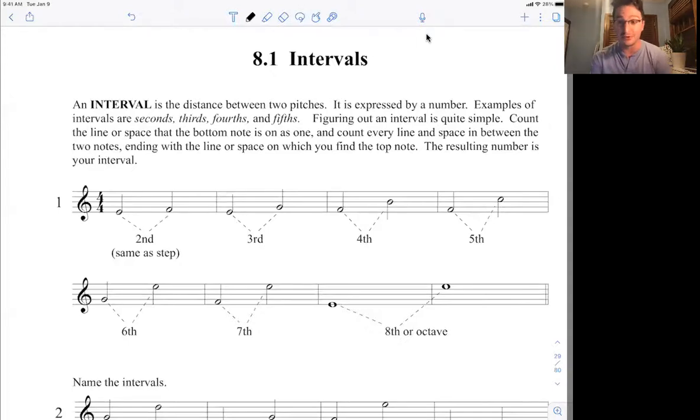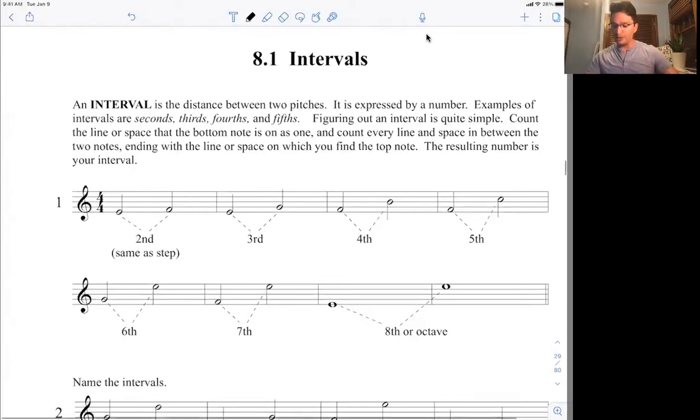Okay. Examples of intervals are seconds, thirds, fourths, fifths, and figuring out an interval is quite simple. So today is going to be a pretty quick lesson. In order to figure out what interval we have, you're going to count the number of lines and spaces in between two notes, and you're going to include the two notes that you're working on. So you're going to start with one on your lowest note, and then you're going to count all the way up to your top note. And once you do that, the resulting number is your interval, okay?